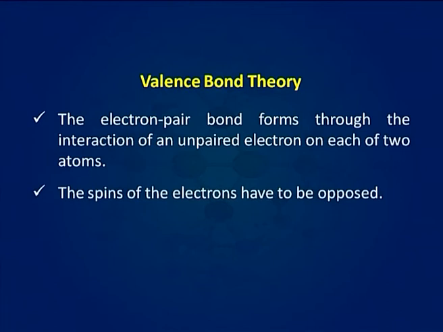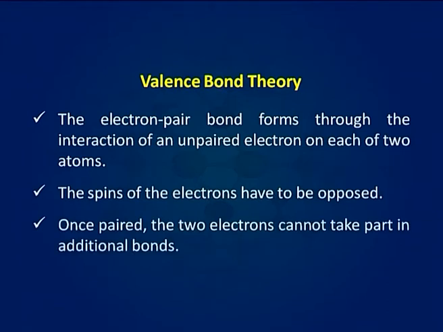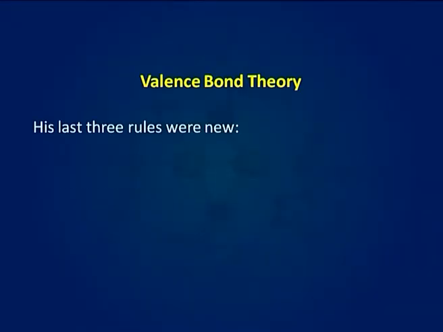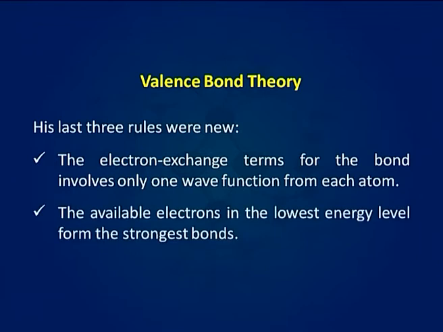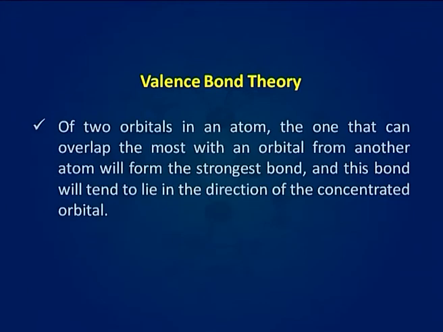The spins of the electrons have to be opposed. Once paired, the 2 electrons cannot take part in additional bonds. His last 3 rules were new, and these were: the electron exchange terms for the bond involve only one wave function from each atom. The available electrons in the lowest energy level form the strongest bonds. Of the 2 orbitals in an atom, the one that can overlap the most with an orbital from another atom will form the strongest bond, and this bond will tend to lie in the direction of the concentrated orbital.